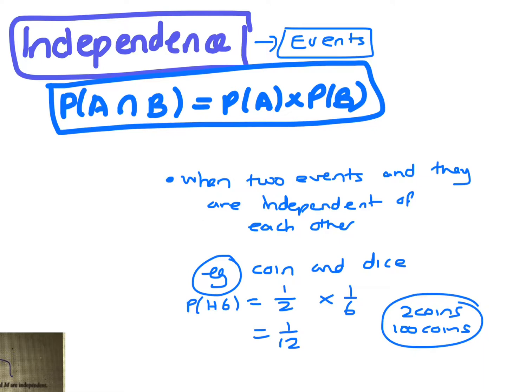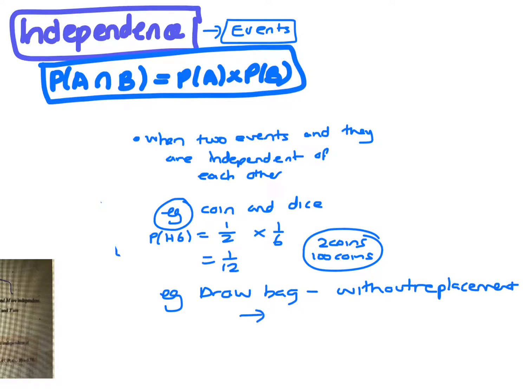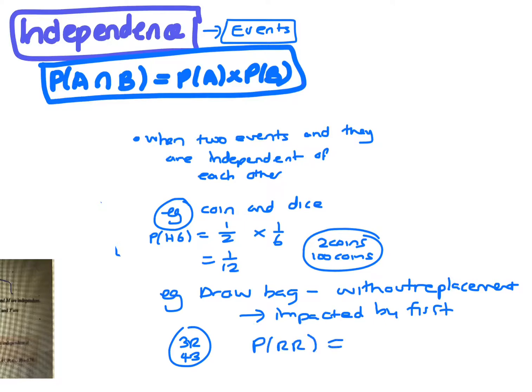Something that wouldn't be independent would be if you did something without replacement. If you drew something from a bag without replacement, the second probability is impacted by what happened on the first. For example, you've got 3 red, 4 blue balls, and you want the probability of a red and a red. It's 3 on 7 times 2 on 6. The second one was impacted by what happened on the first. If you replaced it, then it would be the same probability and not have an impact on each other.